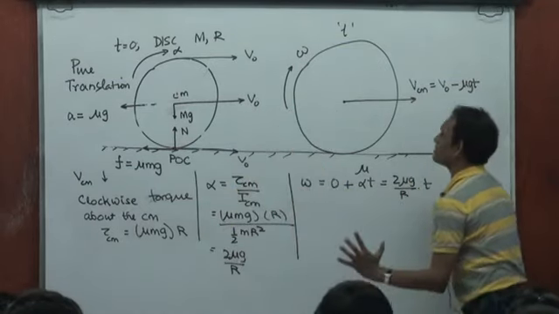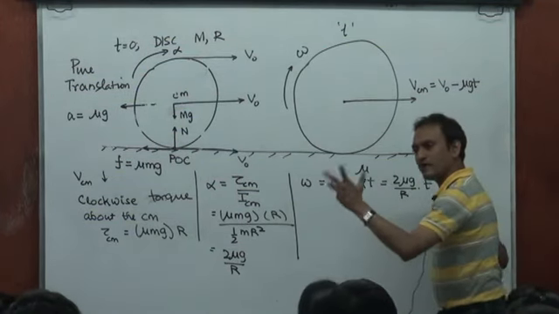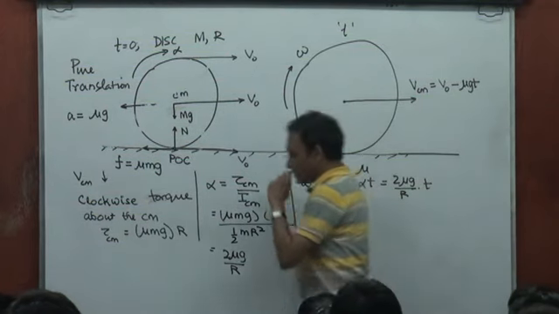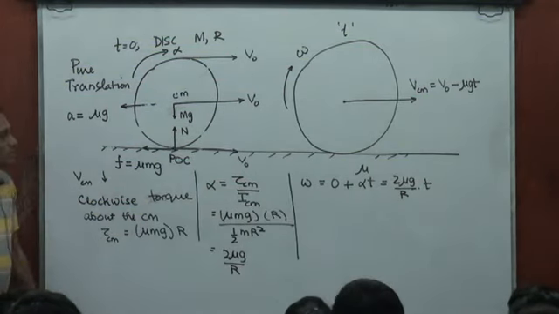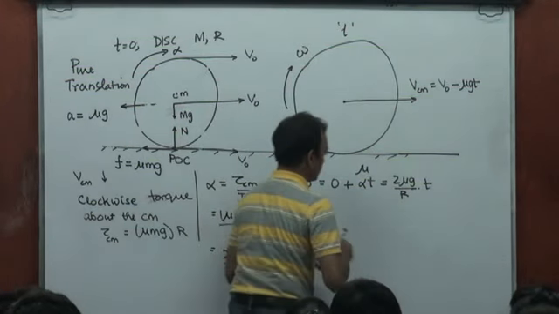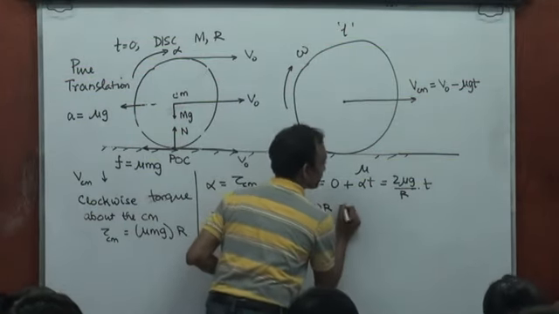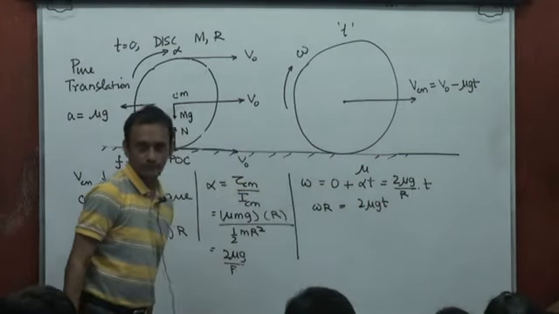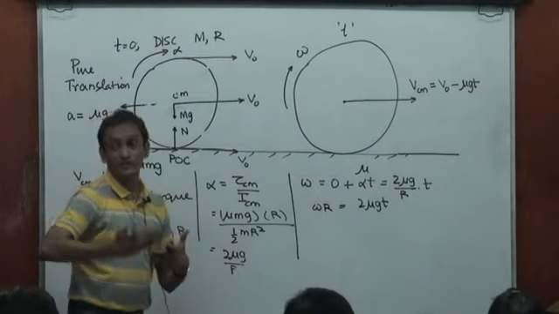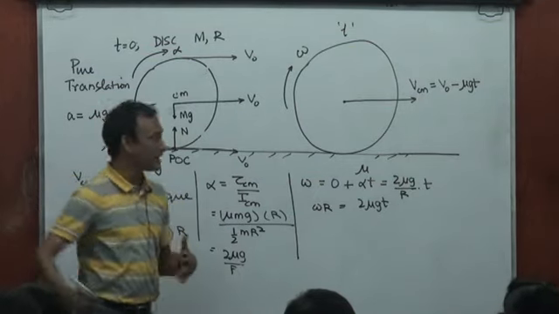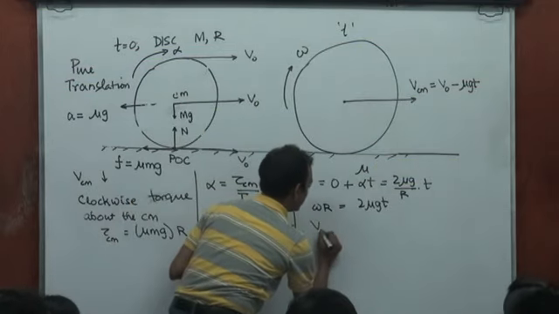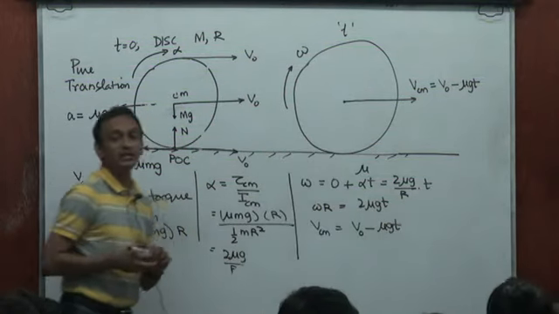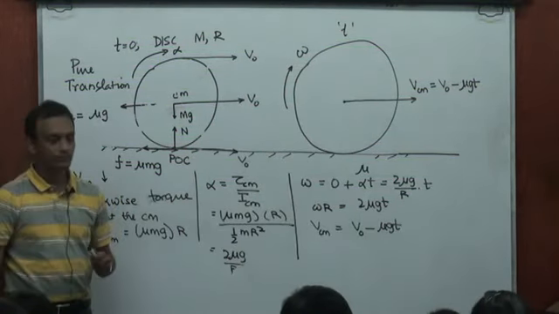So then, with a view to bring about harmony, omega, the rotational effect, increases, and the translational effect decreases, right? So this is omega. Look at omega r. Omega into r is like 2 mu g t. It increases linearly with time. VCM is v naught minus mu g t. It decreases with time.